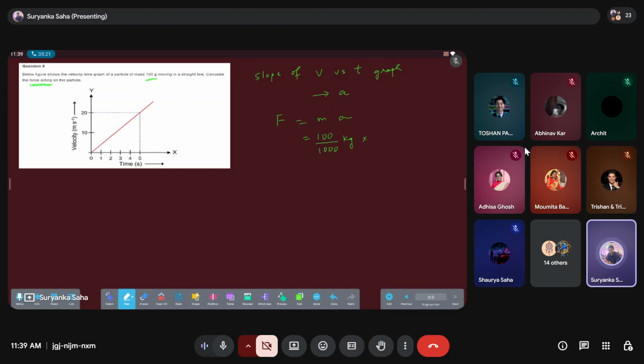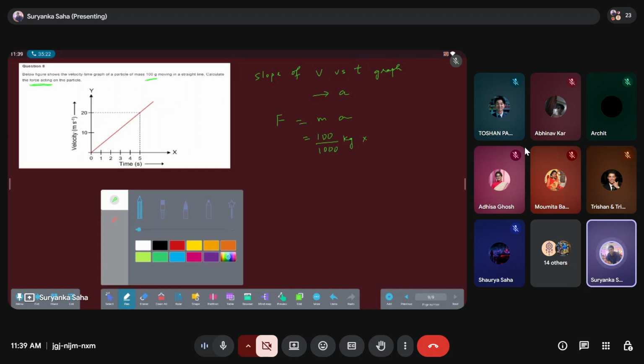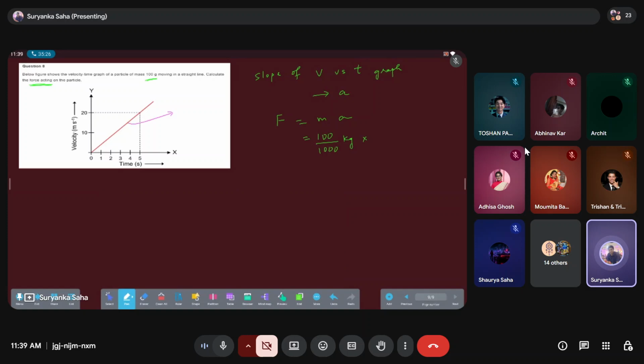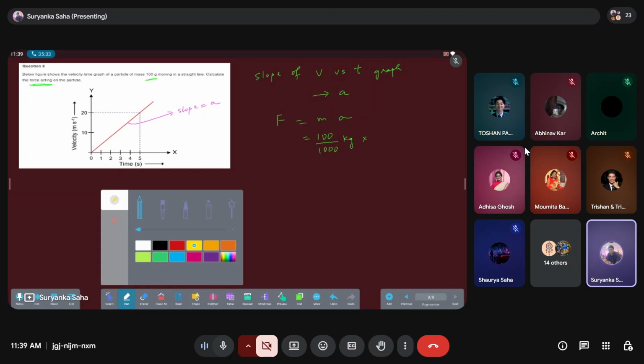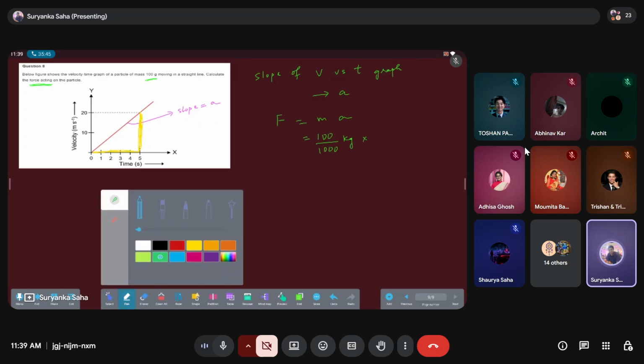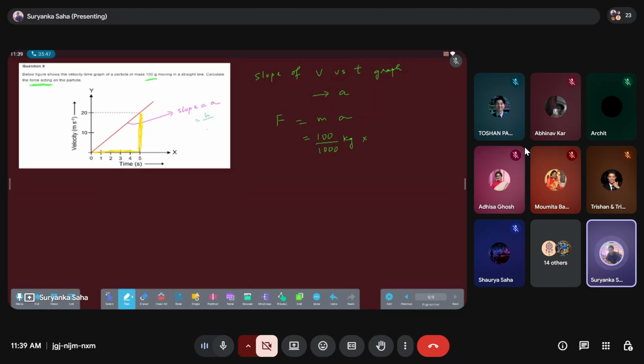And acceleration will come from the slope of this graph. Slope will give you acceleration. And how to find slope? Height by base. This is height, this is base. Slope is height by base. So this will be height by base. What is the height?